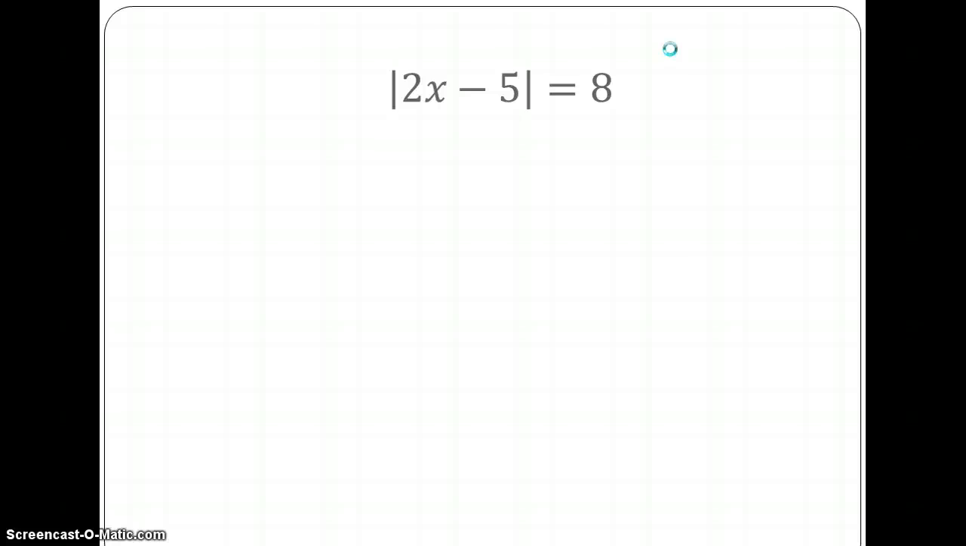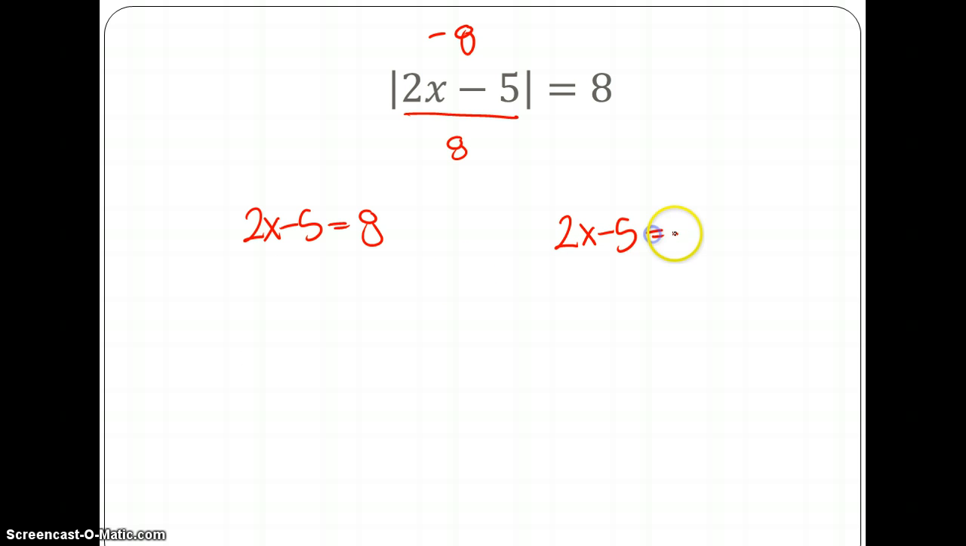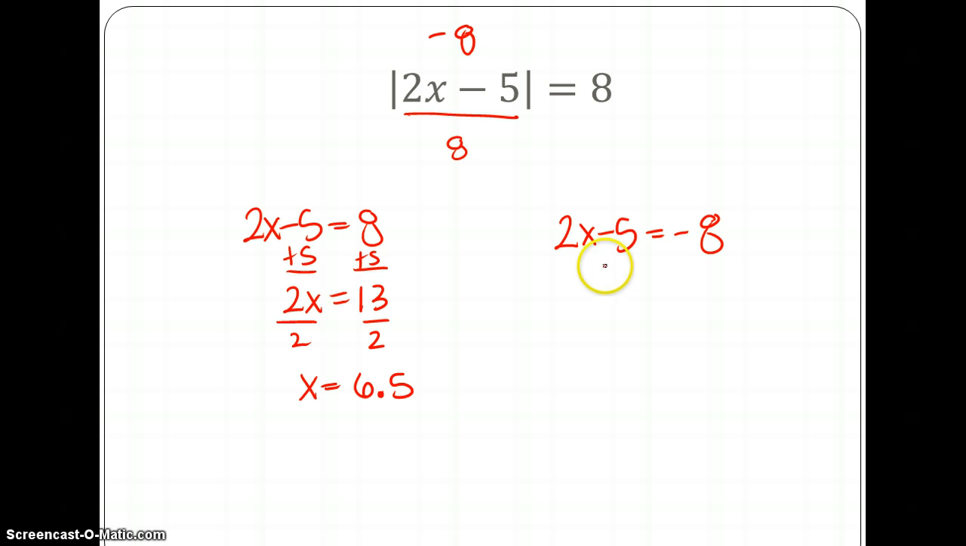So, we're building up one at a time, but again, if the absolute value of what's inside the absolute value bar is going to be positive 8, well, it could be 8 inside this, or it could be negative 8. So you want to say 2x minus 5 equals 8. Figure out what x is. 2x minus 5 equals negative 8. And figure out what x is. So x could be 6.5, or x could be negative 1.5.